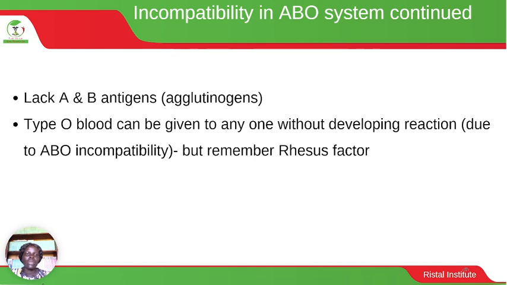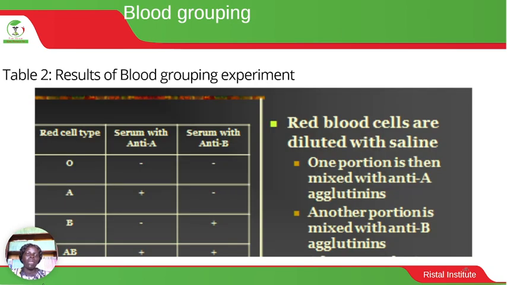Type O red cells lack A and B antigens, or agglutinogens, so they don't have these on their surfaces. Because they don't, they cannot react to any of these. Then type O blood can be given to anyone without developing a reaction due to ABO incompatibility. But remember the Rh factor, which we have talked about.